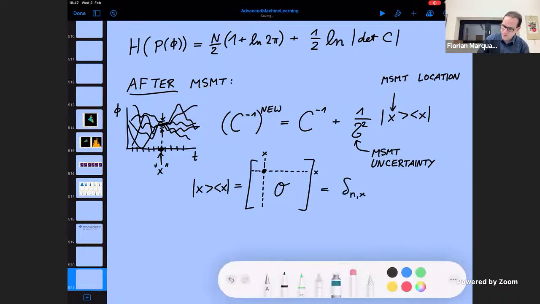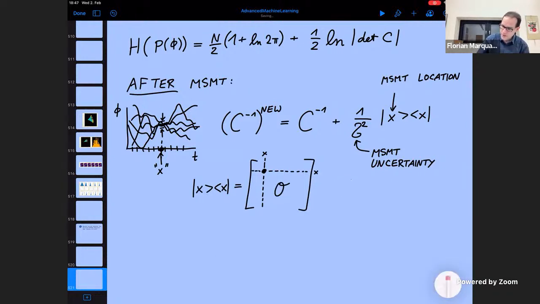Okay, now I have to be careful. If I were to take matrix elements, that would be Kronecker deltas. So delta n comma x and delta m comma x. Okay, it's the same thing. So we learned that previously. So that's the way you update your correlation matrix.